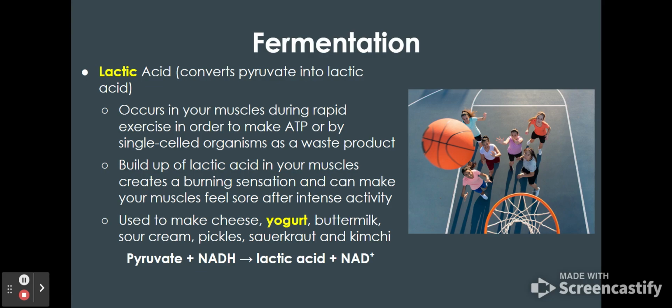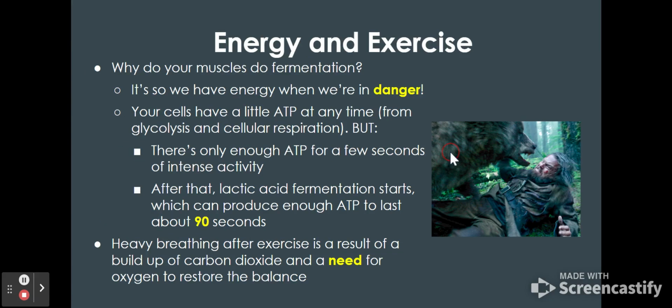The buildup of lactic acid in your muscles creates a burning sensation, and it can make your muscles feel sore after intense activity. So think about any time that you felt really sore, or you worked out a lot and worked really hard. That's because you built up lactic acid in your muscles, and it started eating away at your muscles, so it hurts. Now, this process is used to make cheese, yogurt, buttermilk, sour cream, pickles, sauerkraut, and kimchi. The pyruvate and NADH get converted into lactic acid and NAD+.